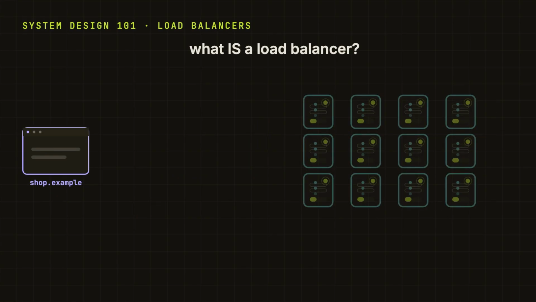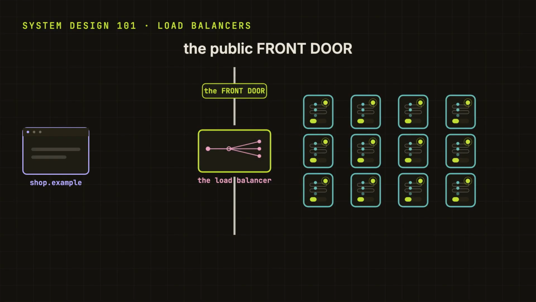So, what is a load balancer? At a high level, it is the public front door that sits in front of all your servers. We will draw it as one box, though in the cloud, it is often a managed fleet itself. But the idea is simple. The outside world only ever talks to this front door, and it forwards each request to one of the servers behind it. That is the whole idea. One front door for a whole building of rooms.